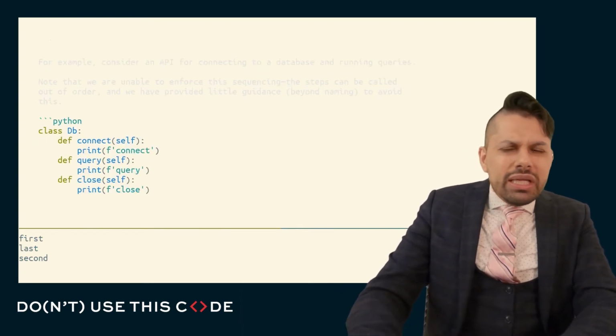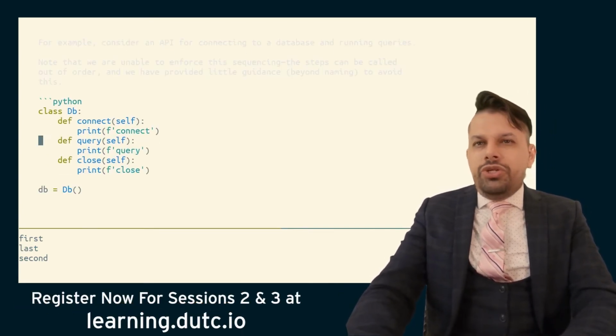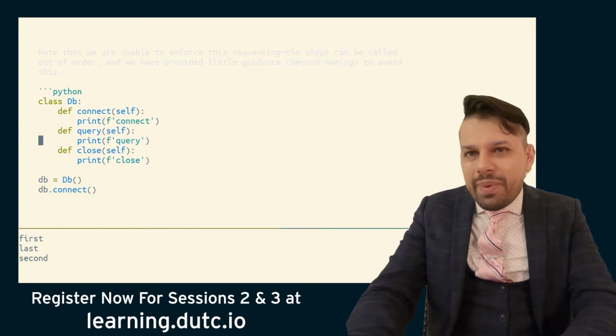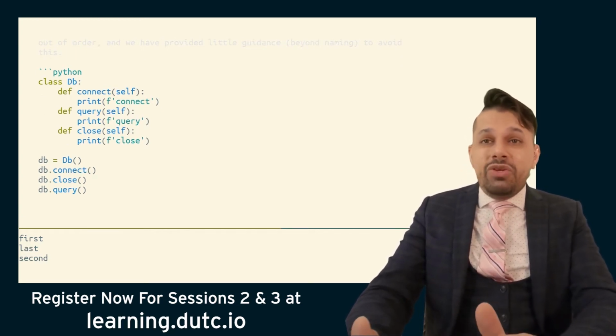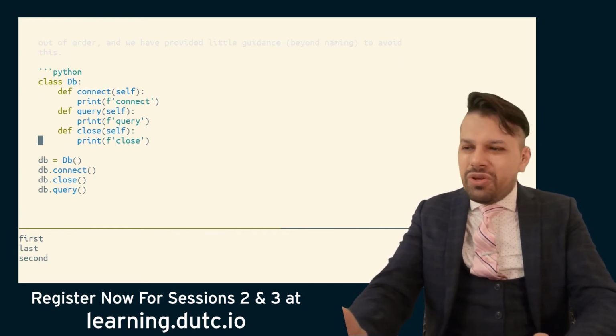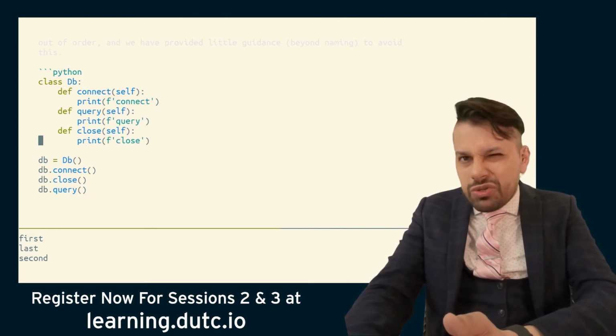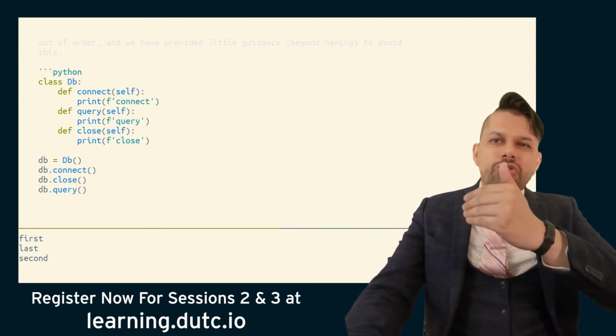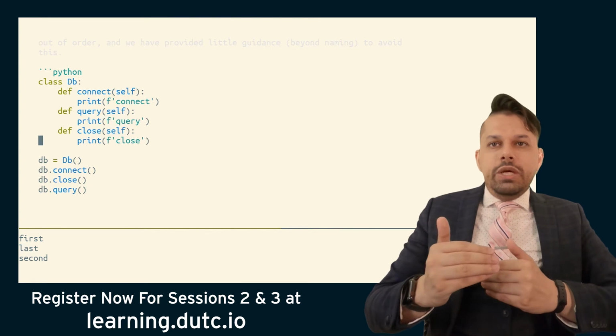Now, if you're struggling a little bit to really picture in your mind what that might look like, think about a database API where you have to connect and then you have to query and then you close, but you can't really do those out of order. You can't query after you close the connection. You can't close before you connect. There's an enforced sequencing here.